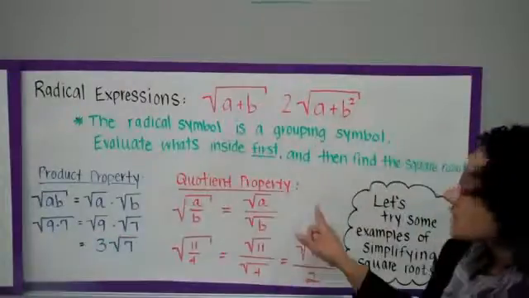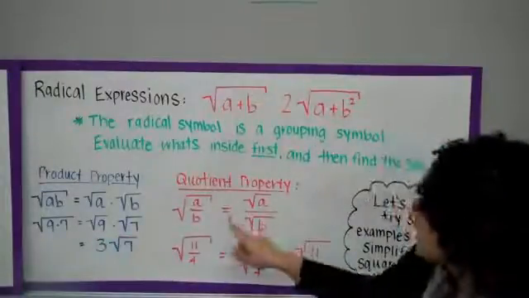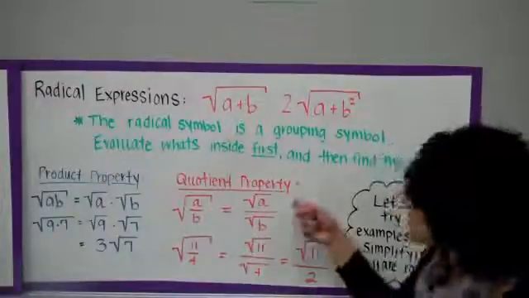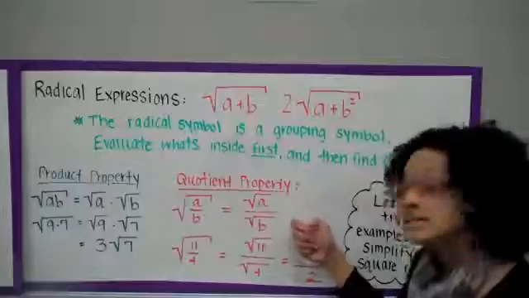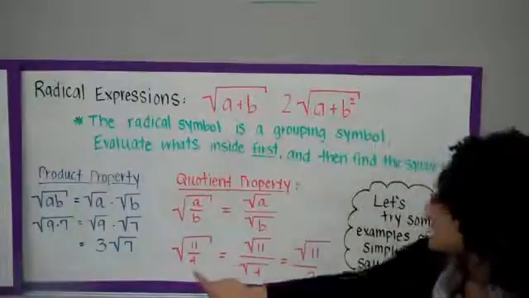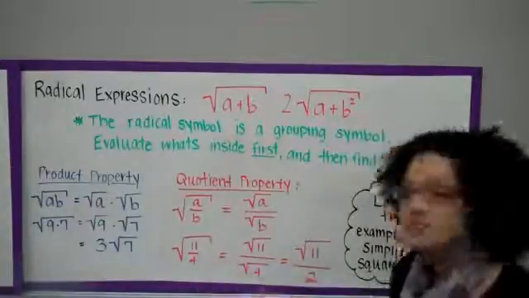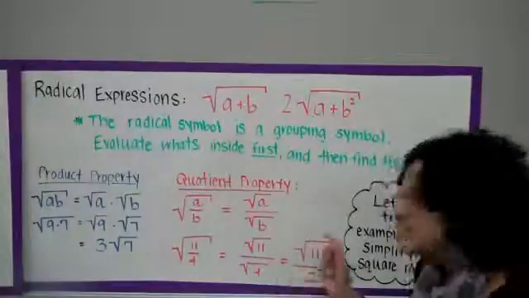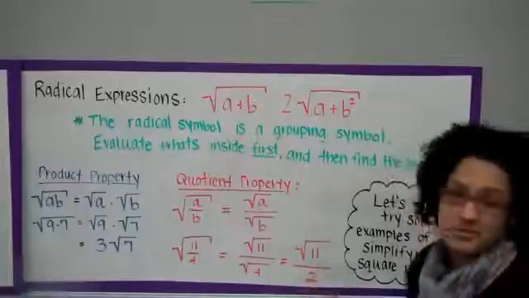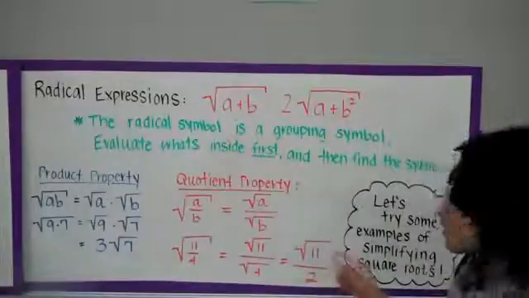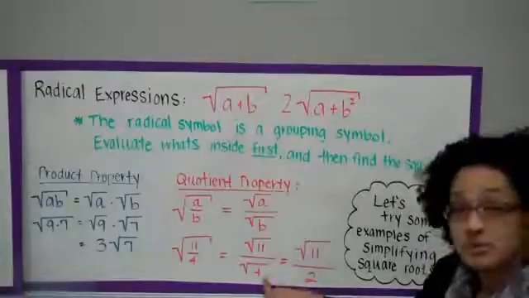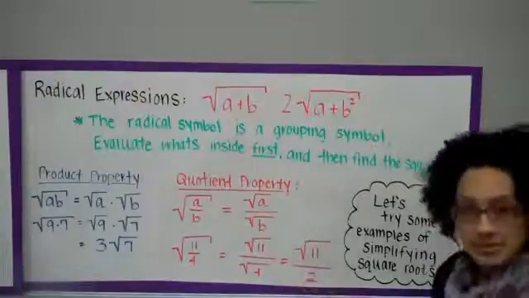Here we are. The quotient property is if we're taking the square root of a divided by b, it's the same thing as the square root of a over the square root of b. So an example like this, square root of 11 over 4, is the same thing as square root of 11 over square root of 4. Square root of 11, I can't really simplify it. It's going to be a decimal, so I'm going to leave it alone. Square root of 4 is easy. 4 is a perfect square. So square root of 4 is 2, and here's a simplified answer.